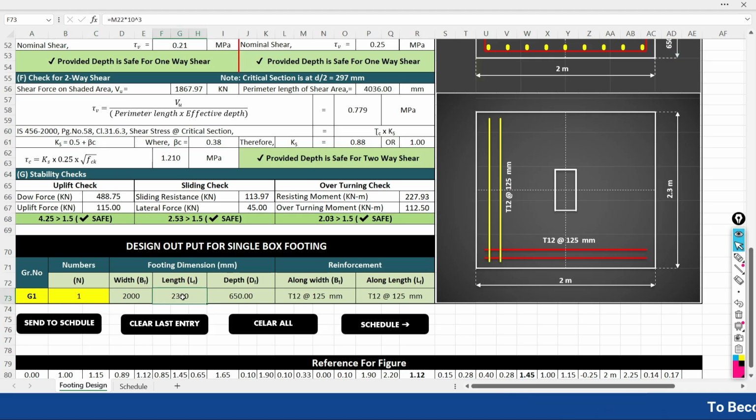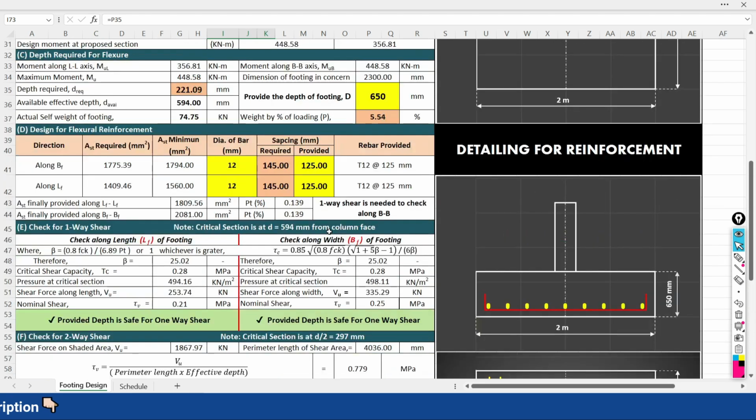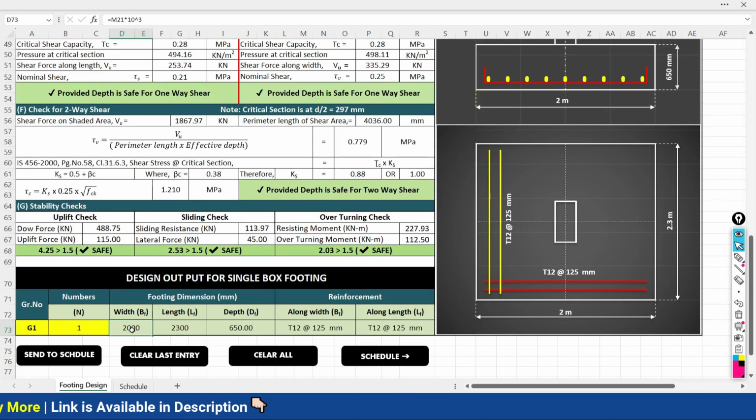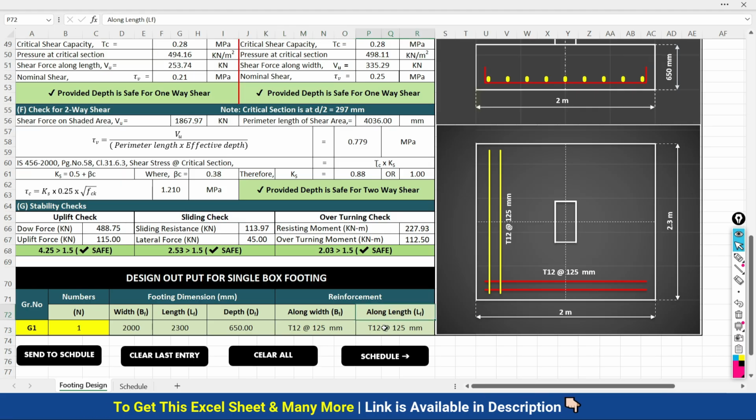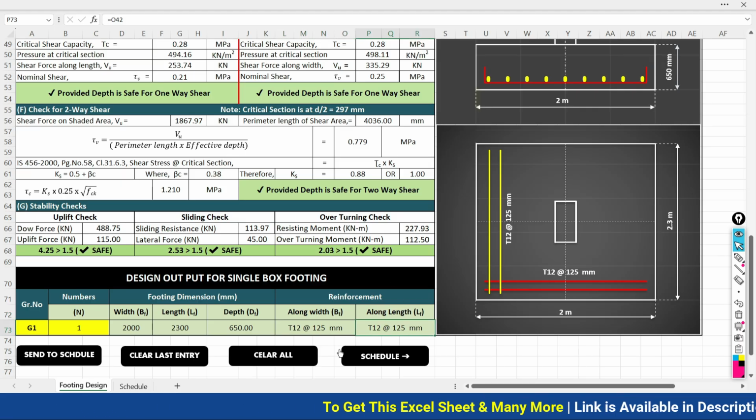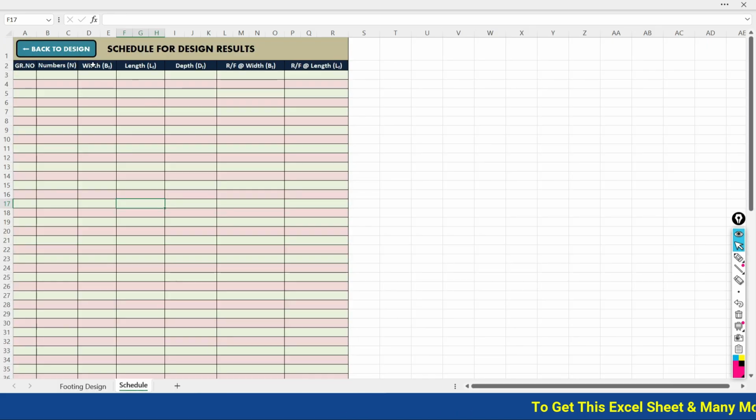And what is the length of the footing, what is the depth of the footing, these all the sheet has referred from your previous adopted values and giving the final output. And the reinforcement along the width of the footing, here it is updating. The reinforcement along the length of the footing, here it is updating. So everything is now present here. Now I have to prepare the schedule. So this is your schedule sheet.